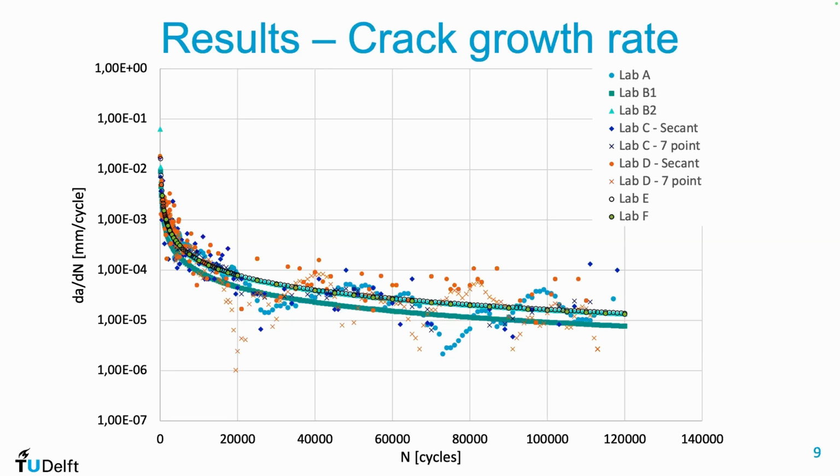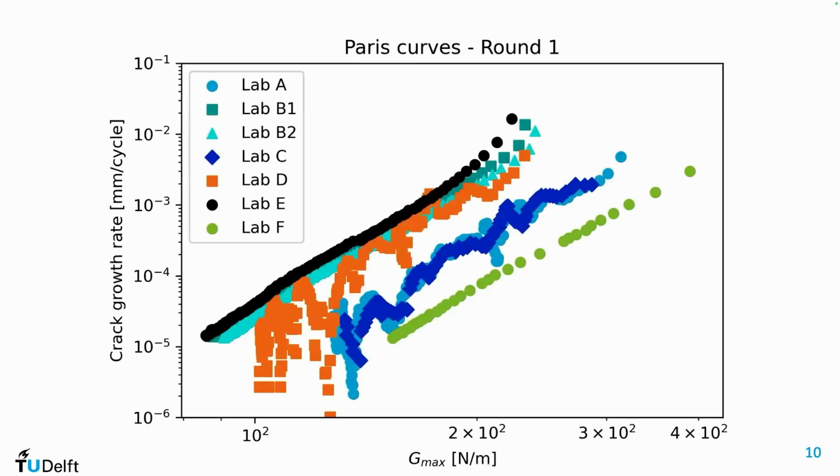A number of labs also tried the secant method, and what we probably already knew is that with modern techniques, where we have lots of crack length measurements, the noise of the crack length measurements overwhelms the crack growth rate between two measurement points. So the secant method just doesn't work. It goes all over the place. You get negative crack growth rates. Doesn't really make sense. Then the real meat and potatoes, the Paris curves.